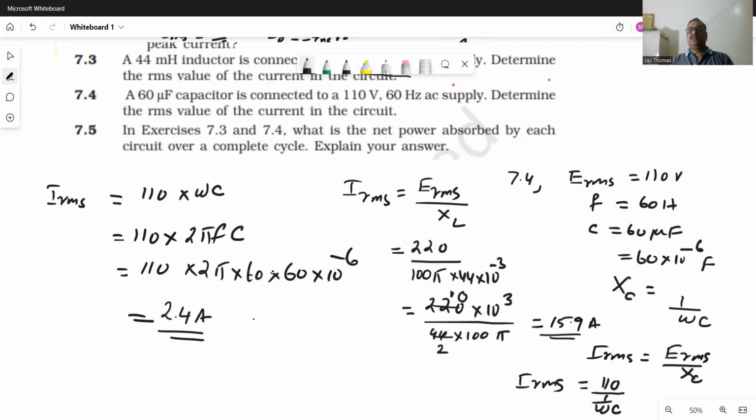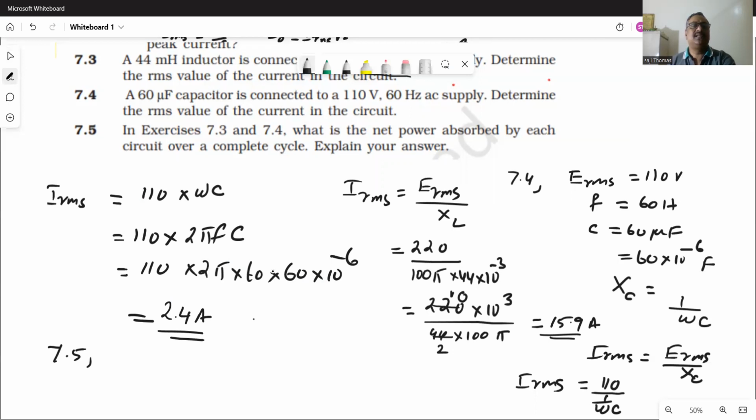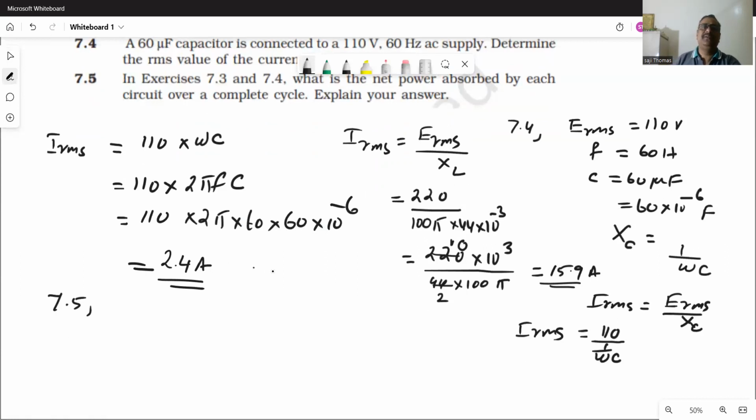Now see the question number 7.5. In exercise 7.3 and 7.4, what is the net power absorbed by each circuit over a complete cycle? Explain your answer. You know the equation for average power in an AC circuit. P average is equal to ERMS, IRMS, cos phi.